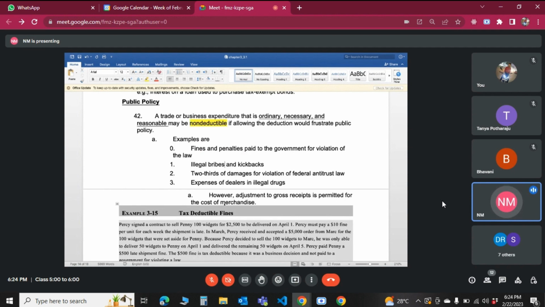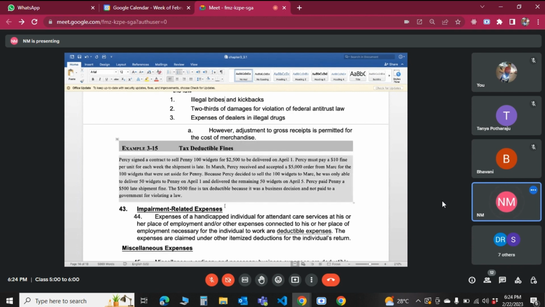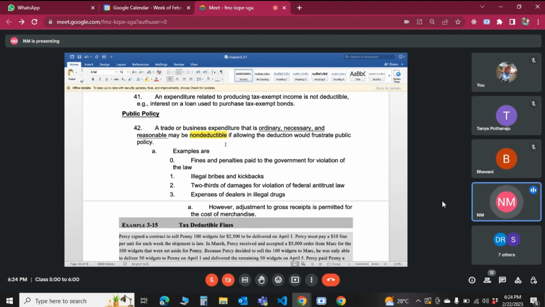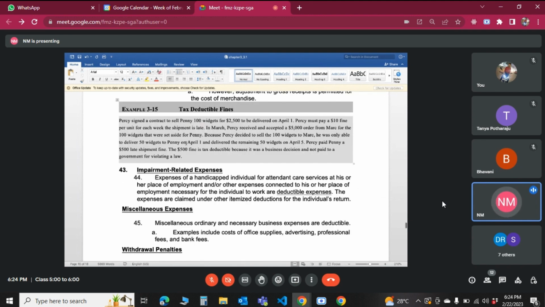It's just one-sided rules that they come up with. So they're like, fine, income, whatever it is, legal, illegal, make sure you're paying taxes. And any other expenses which are violating public policy, obviously there'll be no deduction allowed. Any impairment related expenses, if handicapped people are working, or if they need any extra kind of support system in the office, like in the US, it's a law that every office has to have a ramp. You cannot just have stairs there.